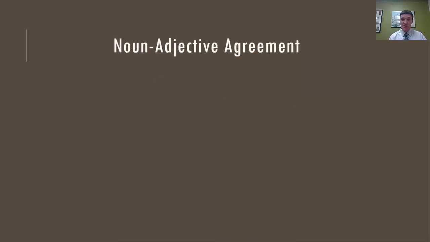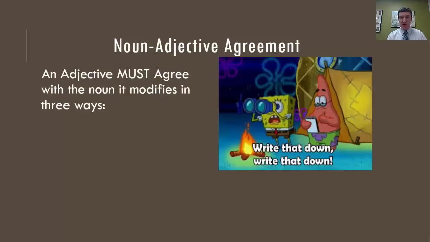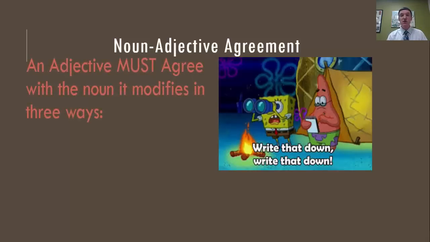How in the world can we put them together? Well, let's talk about noun-adjective agreement very briefly. There is an incredibly important rule that you must understand about noun-adjective agreement. Simply put, an adjective must agree with the noun it modifies in three different ways. Three different and very important ways.